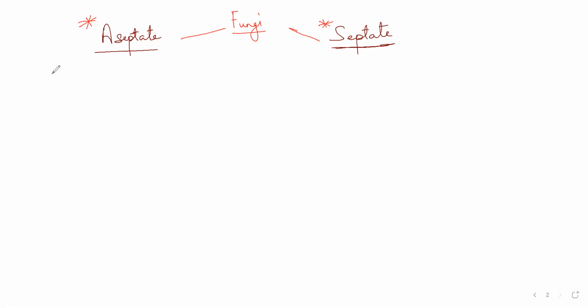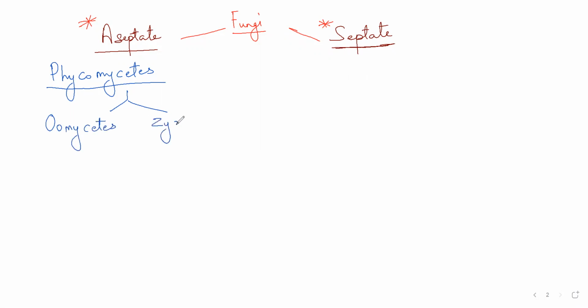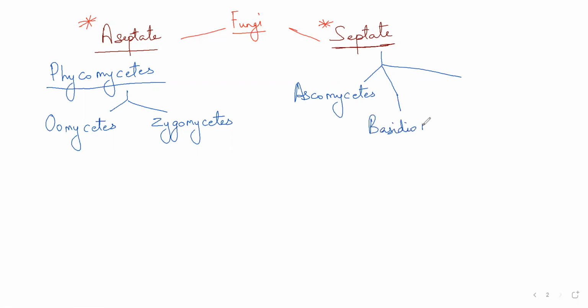The aseptate fungi are included in the class Phycomycetes. Today this Phycomycetes has been further divided into two classes, the Oomycetes and the Zygomycetes. Then the septate fungi are divided into three classes: the Ascomycetes, the Basidiomycetes, and the Deuteromycetes.